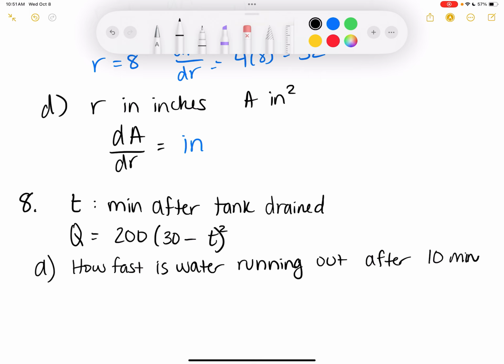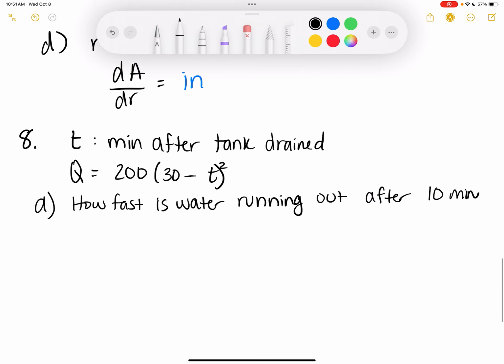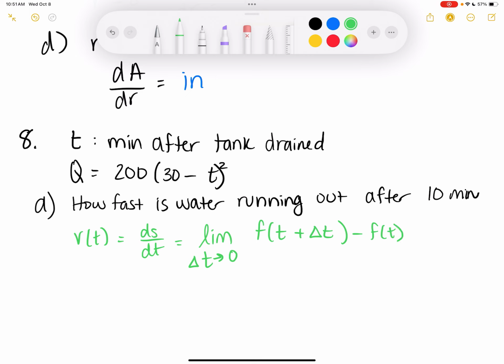So the formula, I was going to see if they actually write it in this section for rate of change. I feel like they probably do somewhere. Let me look. Yeah, they do. So let me just write it just for reference. So we have V of t is equal to ds/dt, which is the limit as delta t approaches 0 of f of t plus delta t minus f of t all over delta t.